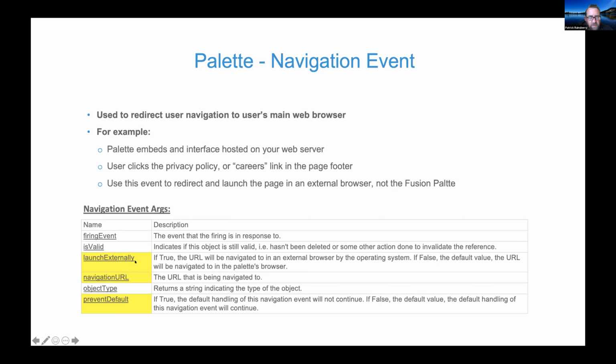So now what you can do is, whenever there's a navigation event inside your palette, you can get this event, and then you can set this flag to true, and it'll automatically launch it externally in the user's browser. And you can do that by inspecting the URL. So you could say, if it's outside of this subdomain, push it outside.